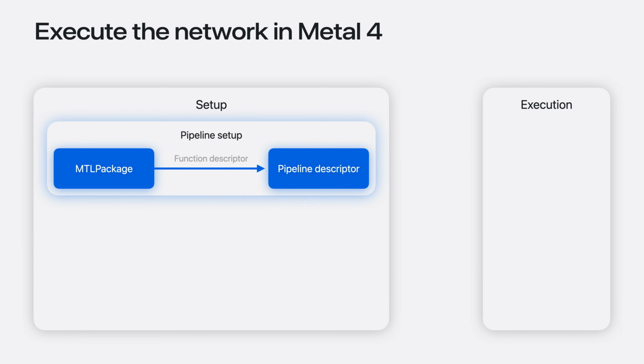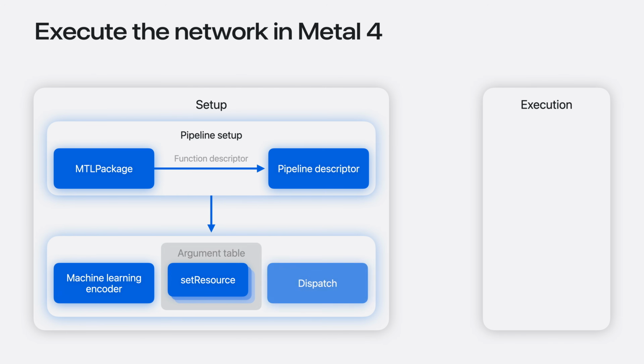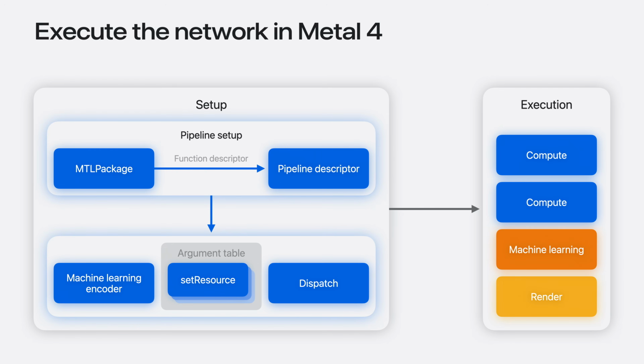The next step is to dispatch your network execution. To do that, you will create an encoder, create an argument table with the inputs and outputs, and finally, dispatch the command buffer. That will kick off the execution, where you will have a mix of compute, machine learning, and rendering work happening at the same time.